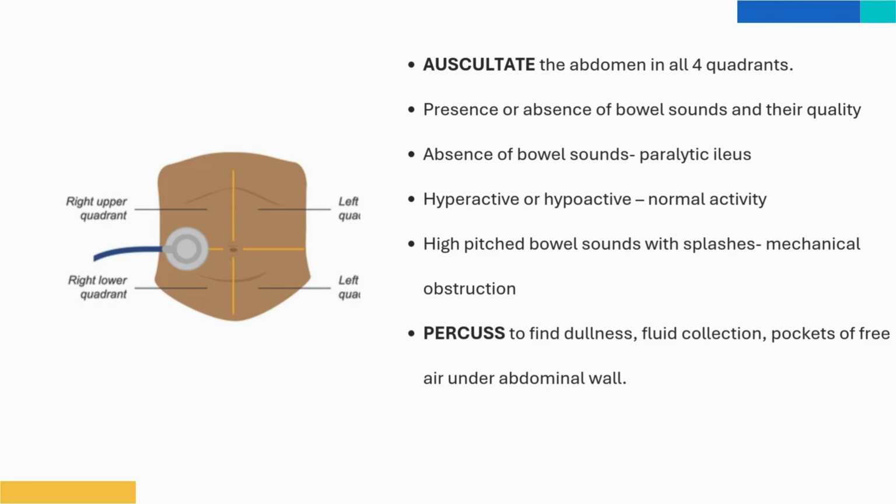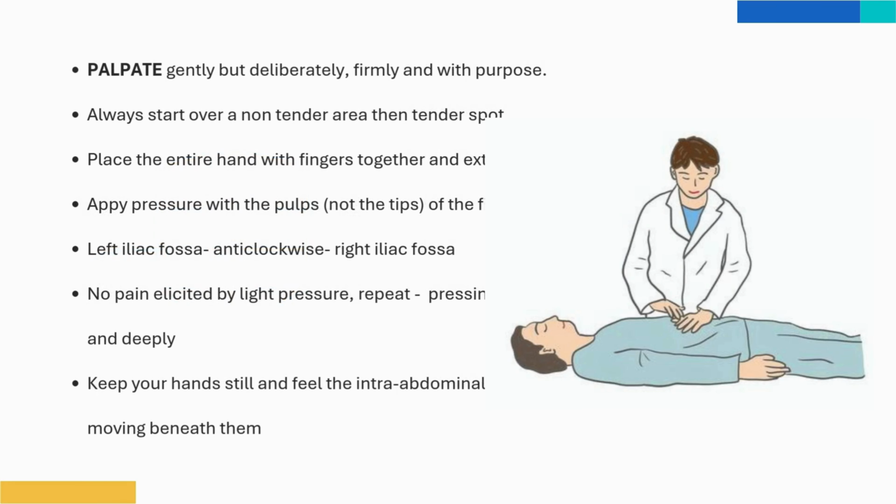Percussion. Percuss gently but widely over the abdomen. Dullness note: you can elicit it in fluid, mass, or organomegaly. Tympanic note: seen in distended bowel loops or free air. Always check for shifting dullness in suspected ascites. Compare both sides for consistency. Percussion is subtle. You must compare and confirm. Even a faint change in note can point toward a different diagnosis.